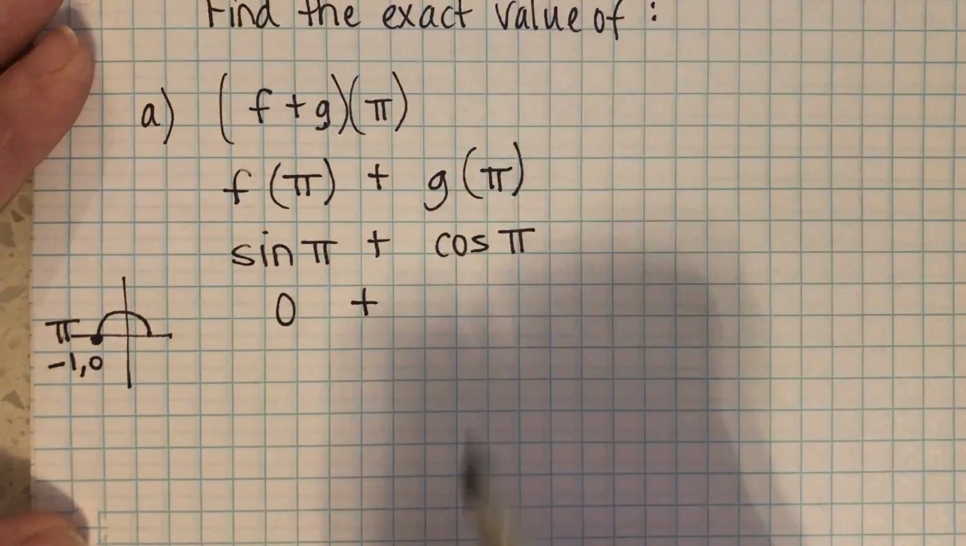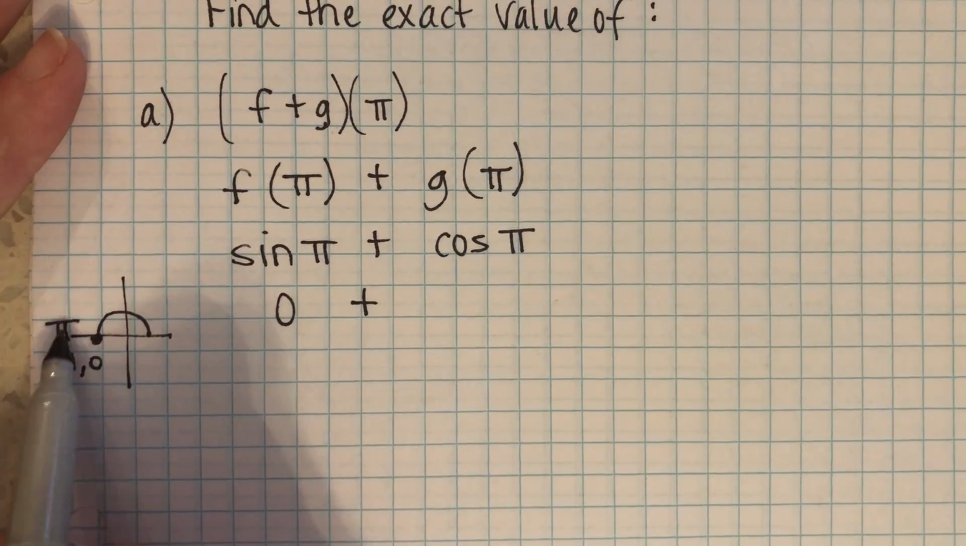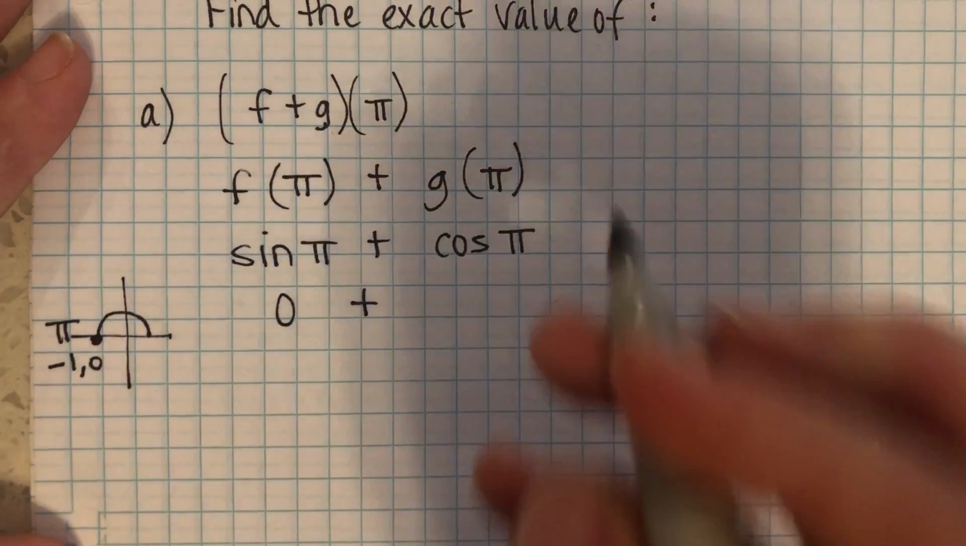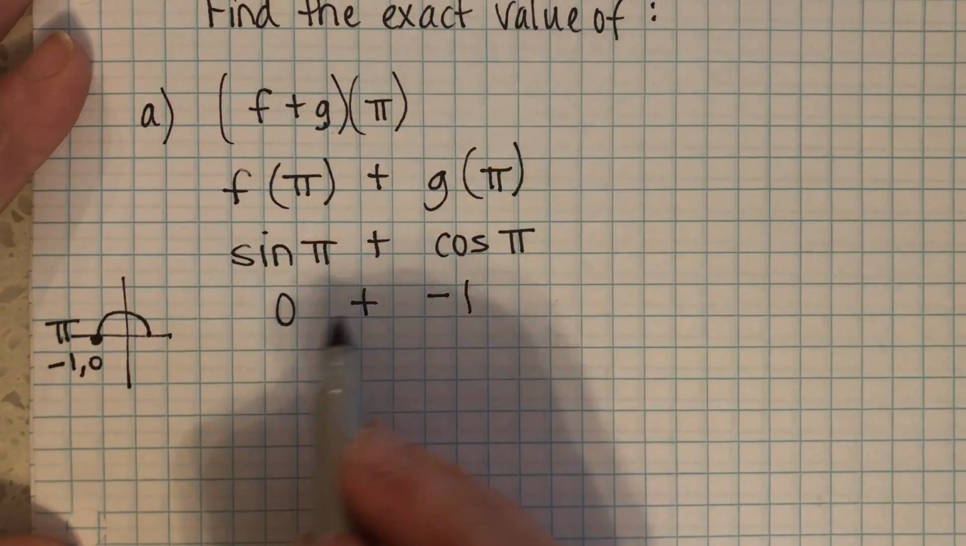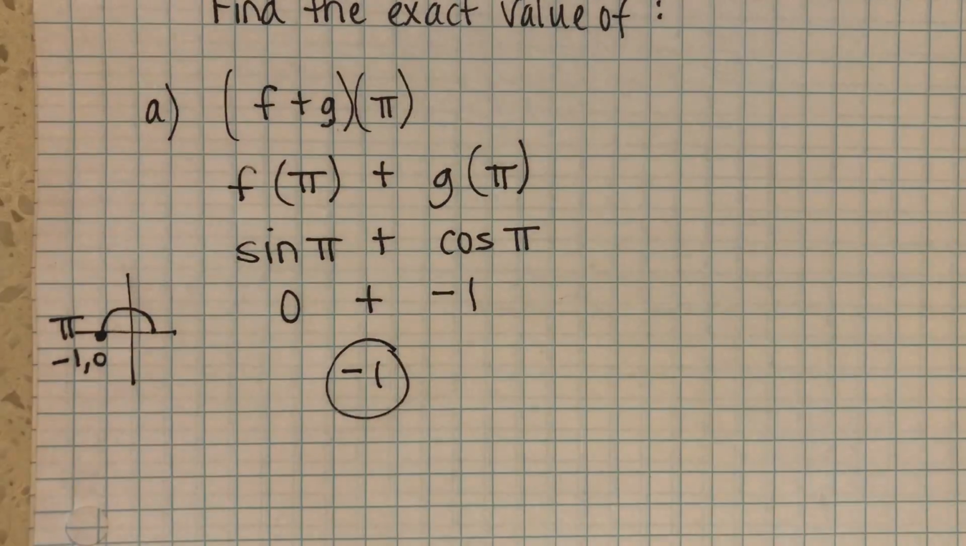And then you're going to add that with the cosine of pi. Well, we're already at pi. The cosine of pi radians is the x-coordinate, which is -1. So what's 0 plus -1? -1. All right, last one.